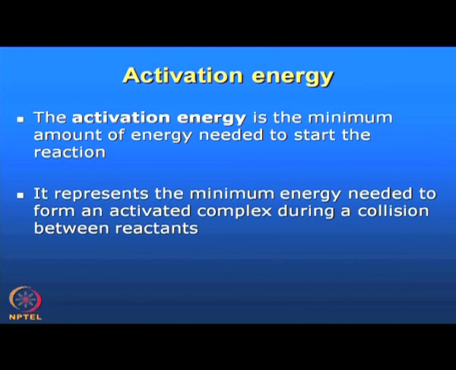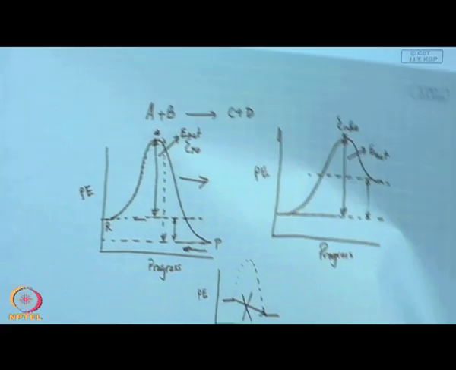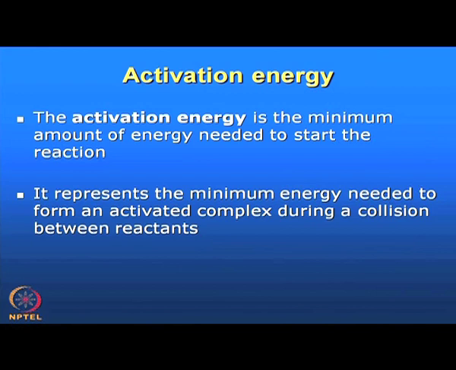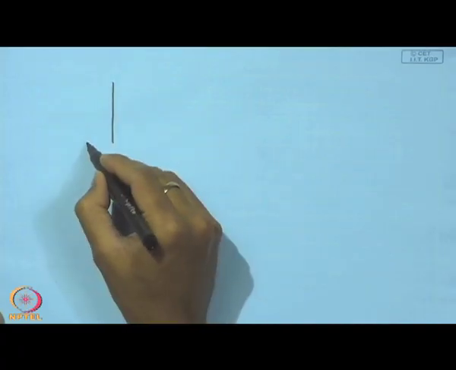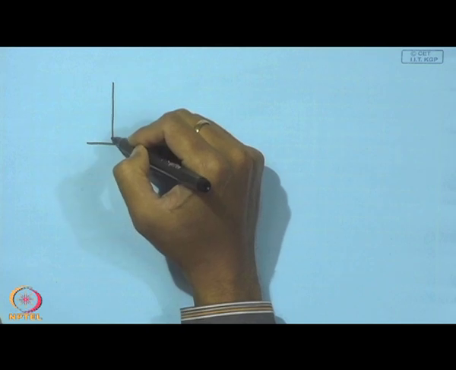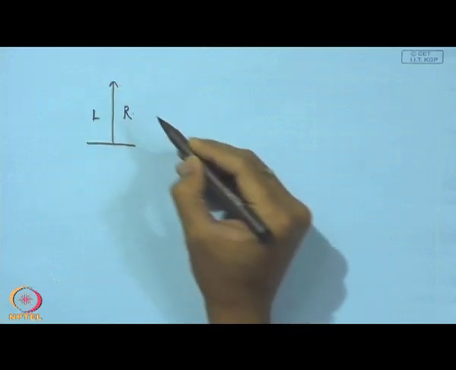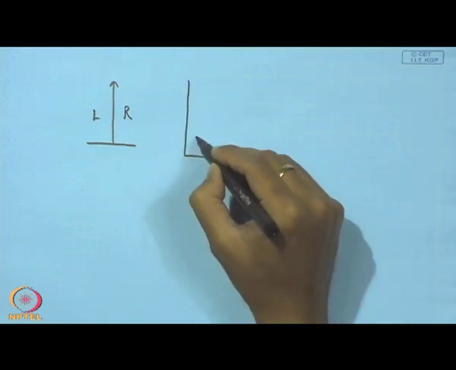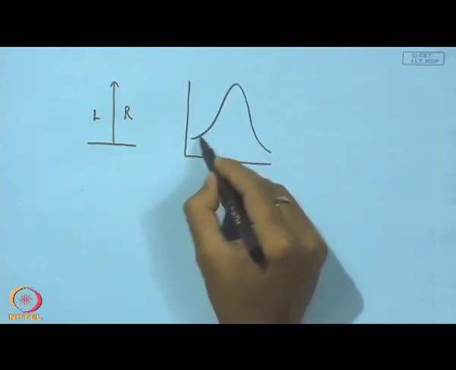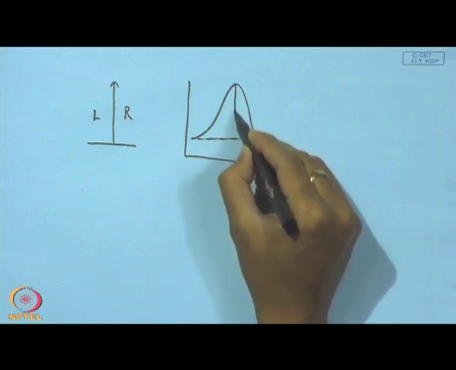So, then what we have learned from these two diagrams about activation energy is that activation energy is the minimum amount of energy needed to start the reaction. I should refer to this particular thing: it is the minimum amount of energy needed to cross the barrier from, say, left hand side to right hand side, like I depicted in a diagram like this. So, this is the minimum amount of energy needed to cross the barrier.